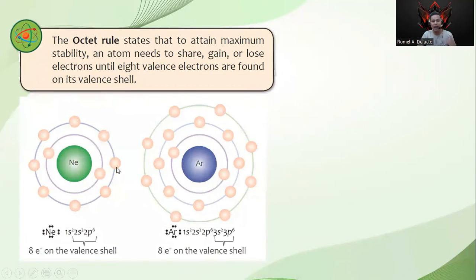In the neon and the argon, you can see on the outermost shell we have 1, 2, 3, 4, 5, 6, 7, and 8. Then 1, 2, 3, 4, 5, 6, 7, and 8. Meaning, these elements belong to group 8A, so the number of valence electrons is 8 also. So they are more stable than others. They are the most stable elements or atoms compared to others.